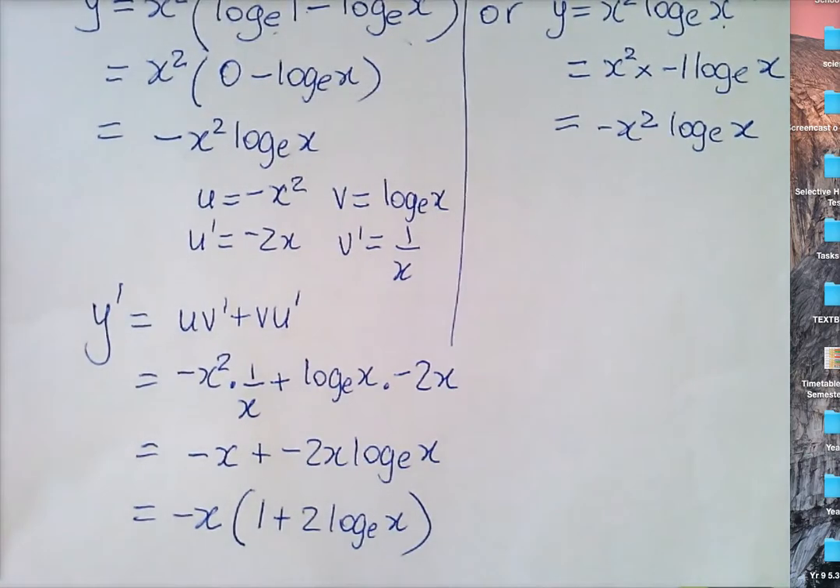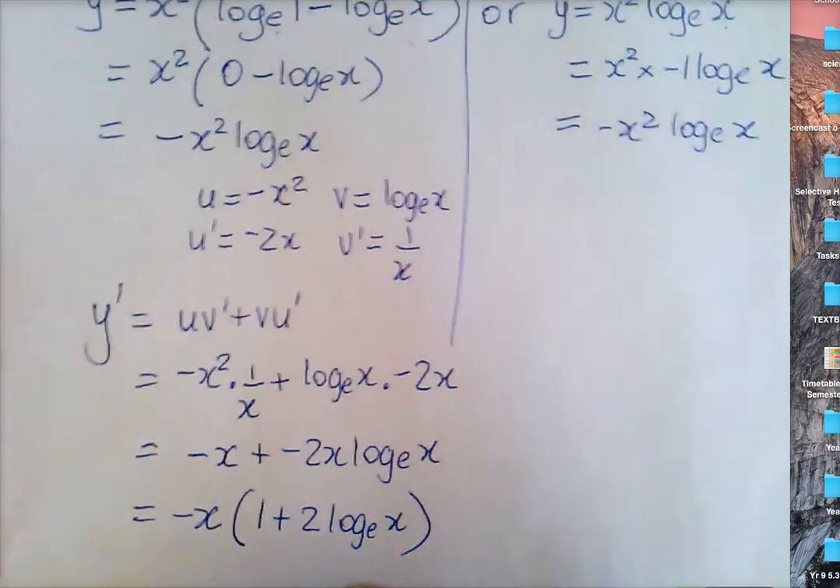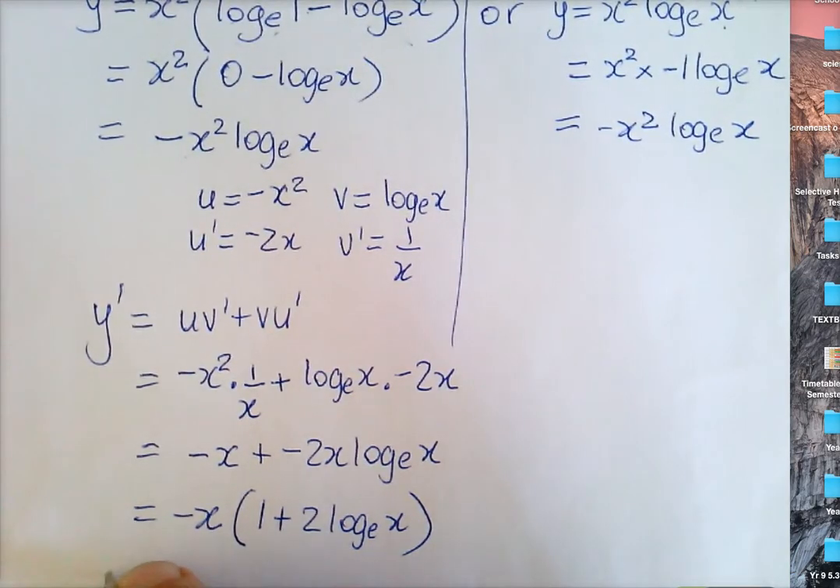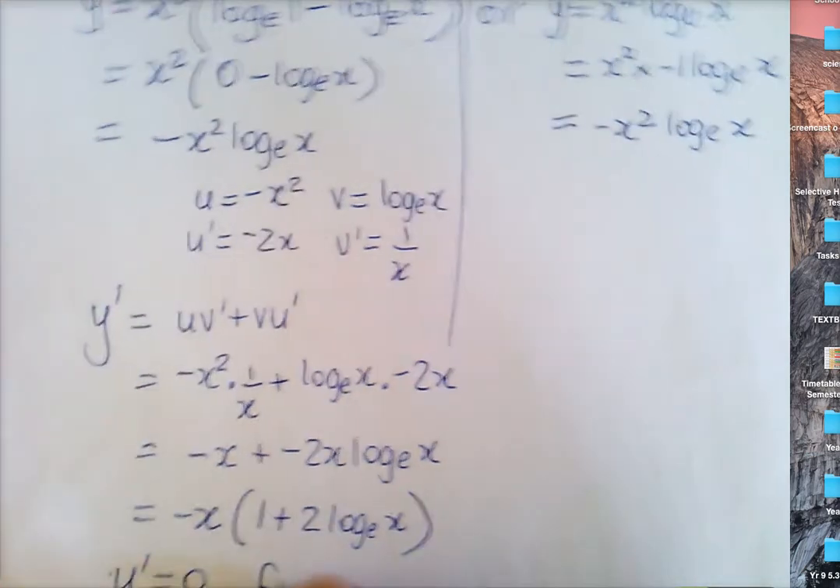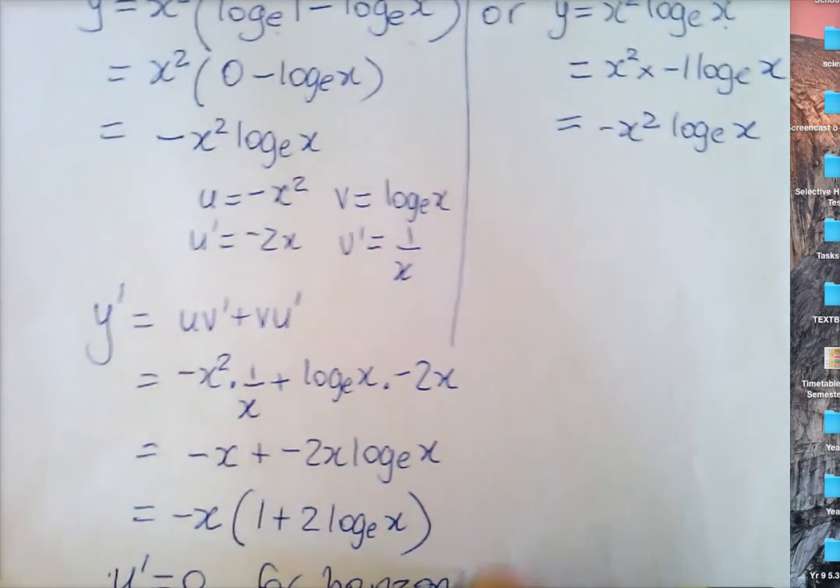Now I'm not finished. The question was, find the point where the tangent to that curve is horizontal. So we've just done the first derivative so far. Find the point where the tangent to the curve is horizontal. So we're looking for gradient y dashed equals 0 for horizontal tangent.